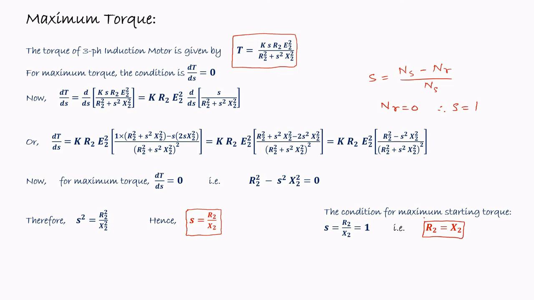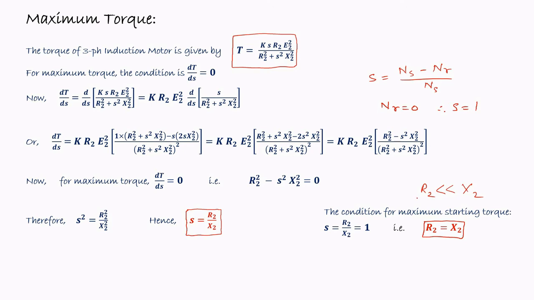That means if the rotor winding resistance per phase is equal to the rotor winding reactance per phase at standstill condition, we will get the maximum starting torque. Remember one thing, in general, the rotor winding resistance is much less than the reactance. That means R2 is much less than X2. So in a squirrel cage induction motor, it is not possible to add or increase the rotor winding resistance. Therefore, the starting torque of the squirrel cage induction motor is low.